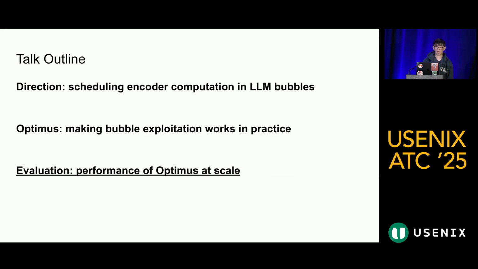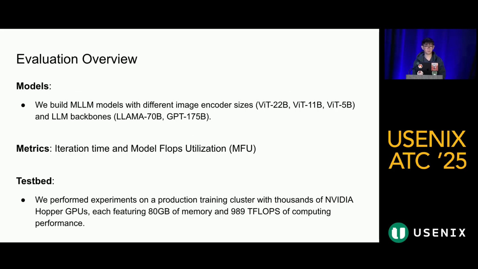Finally, I will cover the evaluation, the performance of Optimus at scale. Here is the overview of our evaluation. We build a multimodal large language model with different image encoder sizes from 5 billion to 22 billion, and we use 2 different sizes of large language model backbone. Our key metrics are the iteration training time and the model FLOPs utilization. We conducted our experiments on a production training cluster with thousands of NVIDIA GPUs.